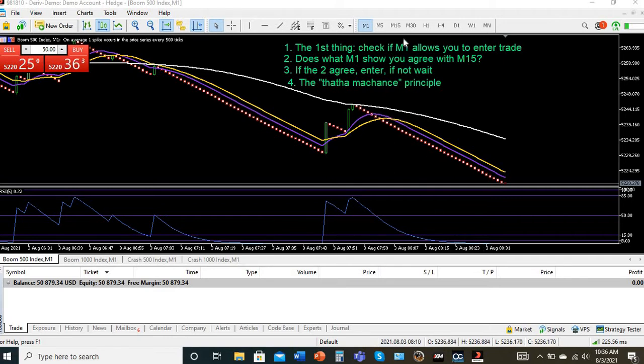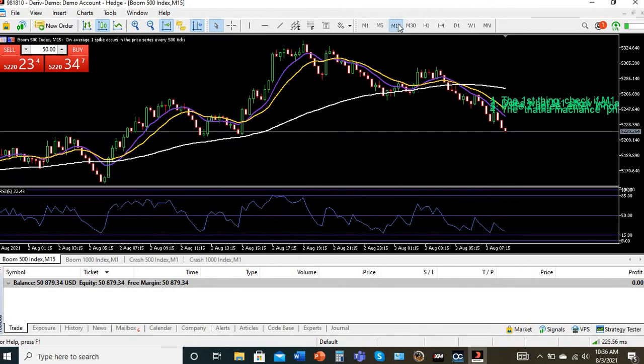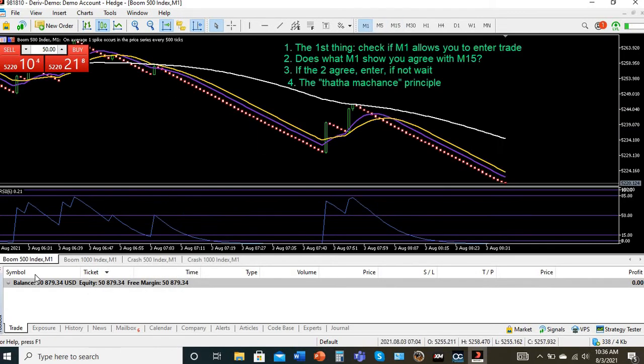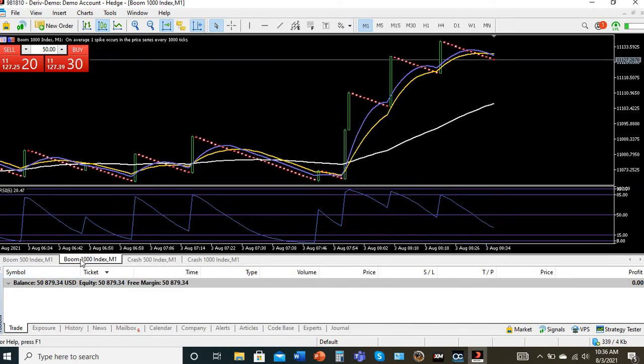But when I go to 15 minutes, 15 minutes says, hey, for this trade, let's talk about it later. Let me therefore reserve it. Let me go to another one so that I can talk with you properly. Here I am now. This is Boom 1000.